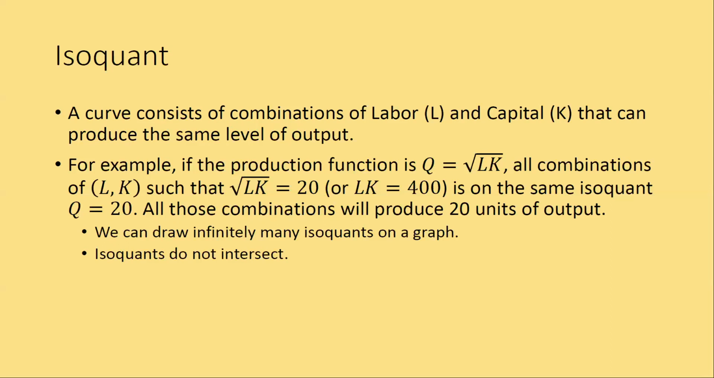And the same as the indifference curves, we can draw infinitely many isoquants on the graph, and none of those isoquants will intersect each other, for the same reason that indifference curves do not intersect each other.